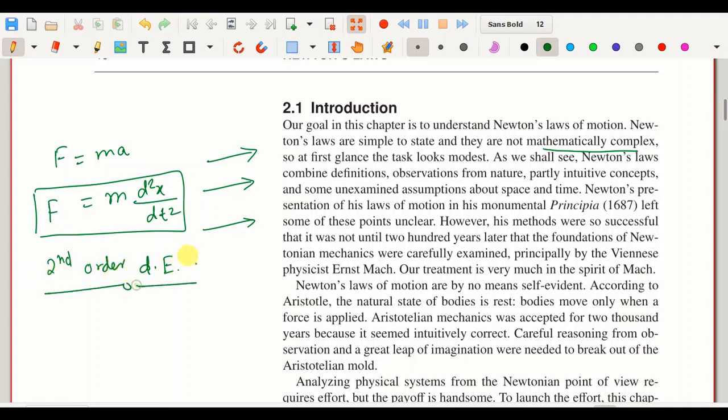This is a second order differential equation, and we think that, okay, it is not too complicated. Suppose the force is constant, we can easily find what happens to any object that has some constant force acting on it. Now it is good. So, mathematically not complex. At first glance the task looks modest. Yes, at first glance it looks like a second order differential equation, how are we going to solve it? But if you have some mathematics, you can solve it. Combined definitions, observation from nature.